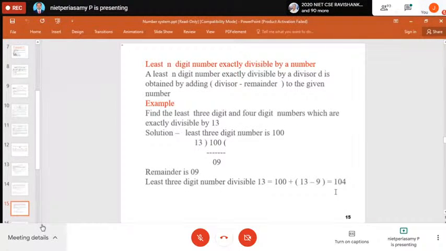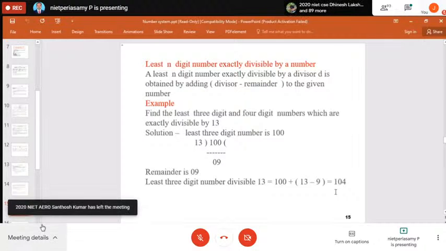You add this 4 to the given number 100. So 100 plus 4 is 104. So this is the least 3-digit number which is exactly divisible by 13. This is one example. Like this, you can apply this test for any example. You can find the least 5-digit number which is exactly divisible by 15. You follow the same procedure. You can find the least 4-digit number which is exactly divisible by 11. I gave these randomly as examples.